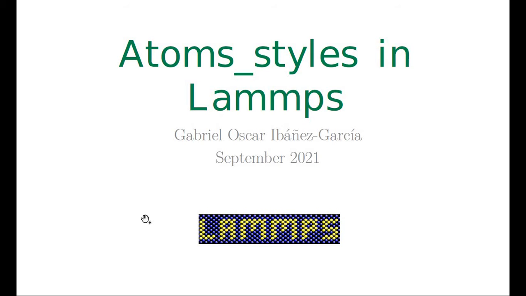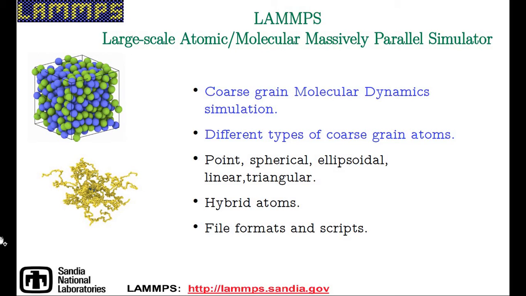Atom styles in LAMMPS. This tutorial is about the format files of some atom styles. This is mainly used when carrying out coarse grain molecular dynamic simulations. So, for coarse grain molecular dynamic simulations, there are different types of coarse grain atoms: point, spherical, ellipsoidal, linear, triangular. We also can create hybrid sets of atoms.